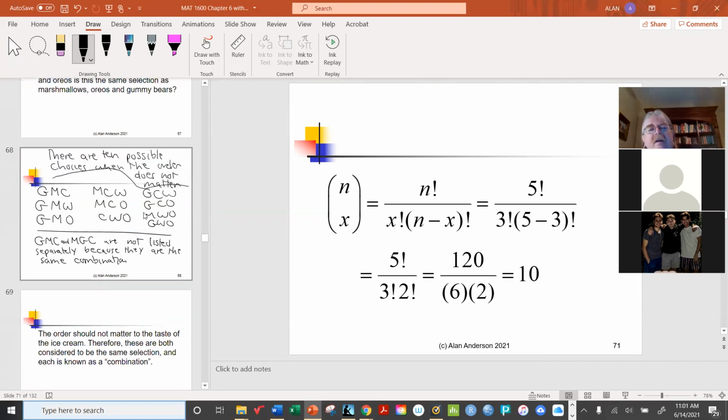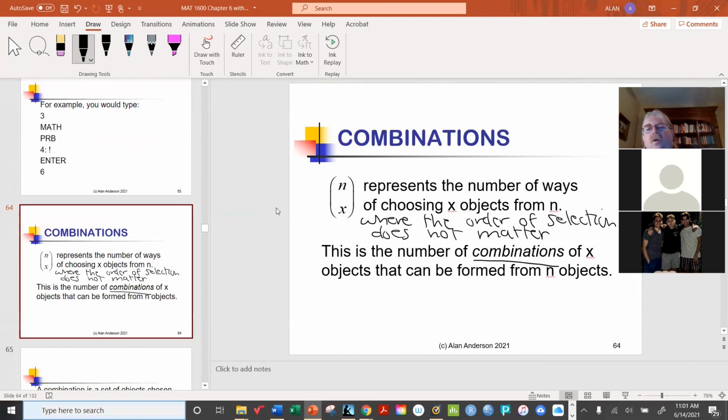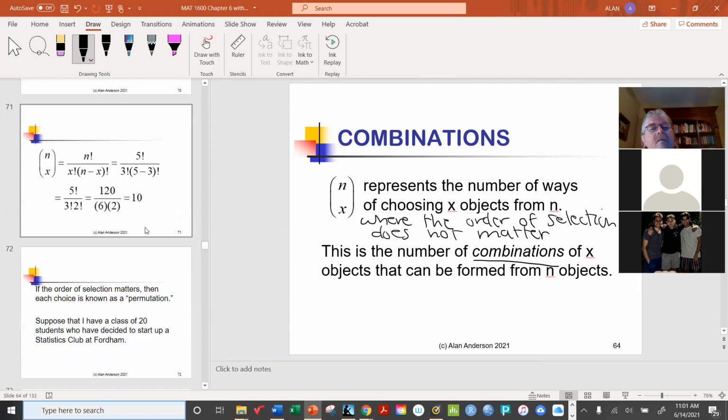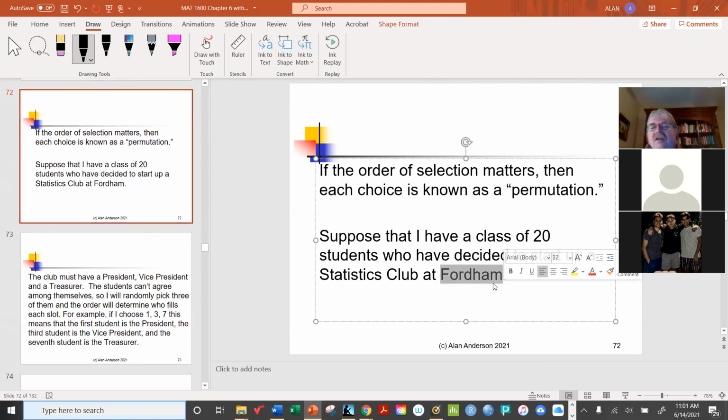Now, you're probably wondering, remember I mentioned before, when we define this, the order of selection does not matter. What if the order does matter? Well, that's not really relevant for the binomial distribution, but I still think it's important for you to see this. If the order matters, then the name changes. If the order of selection matters, then each choice is known as a permutation.